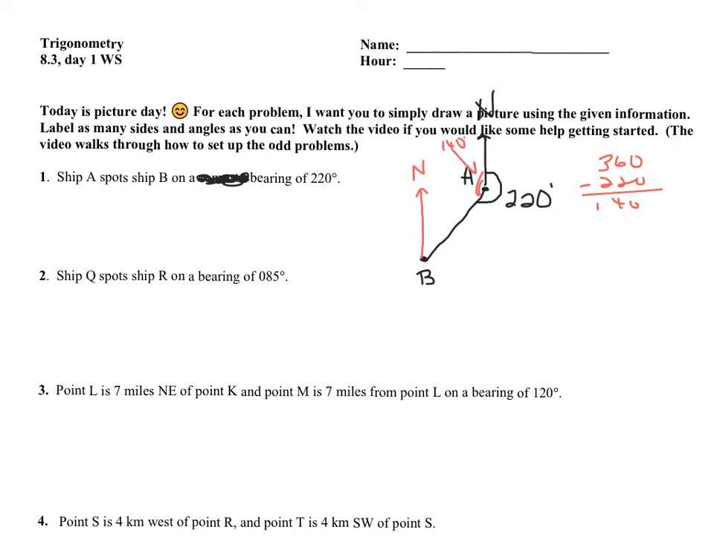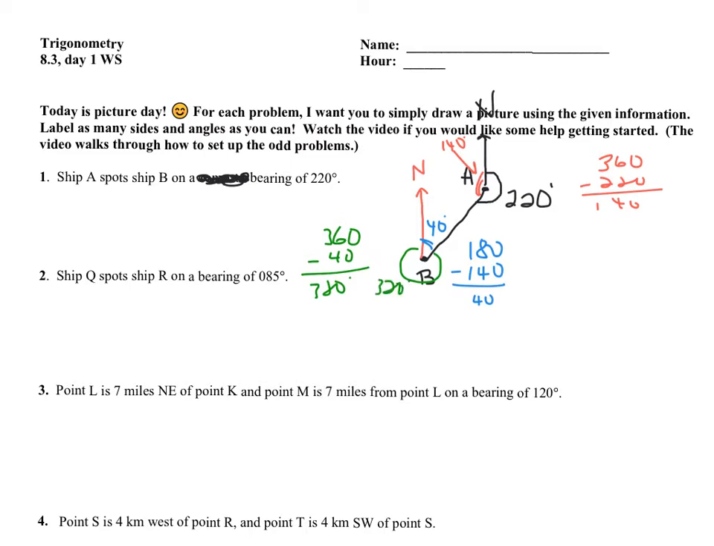Then think about what we talked about in our notes for the two norths being parallel to each other. I know that the angle from B back up to A would just simply be 180 minus that 140. So this would be 40 degrees. That in turn would make this angle over here 360 minus 40, which is 320 degrees.